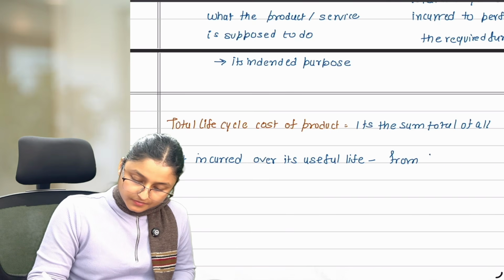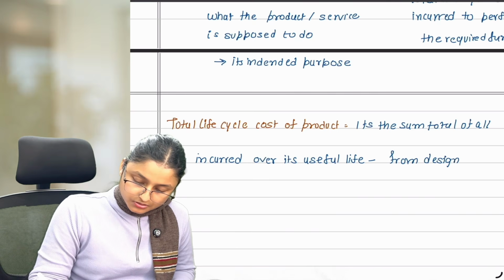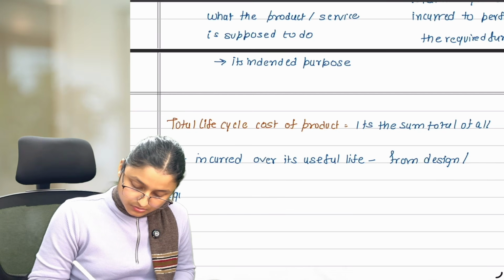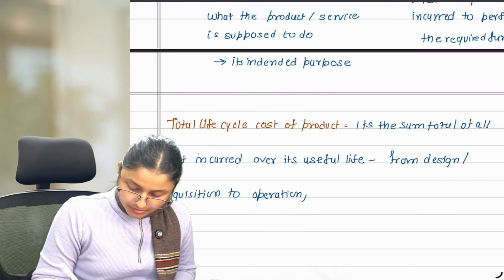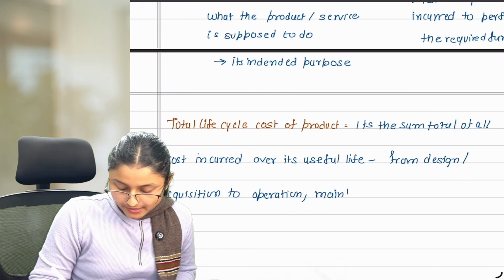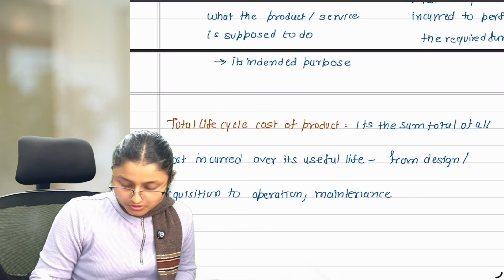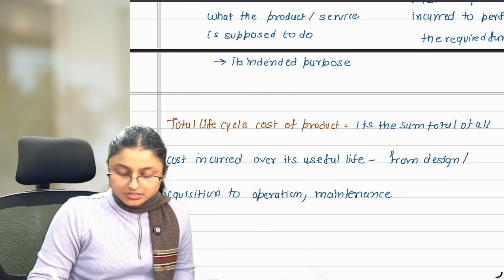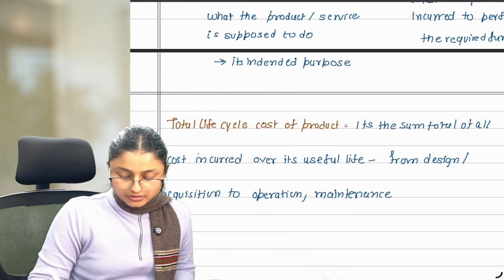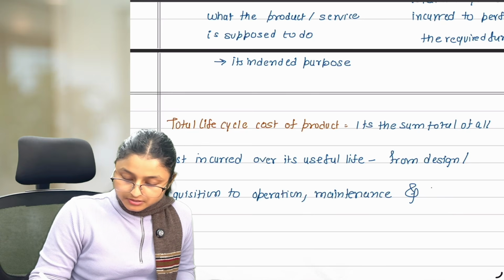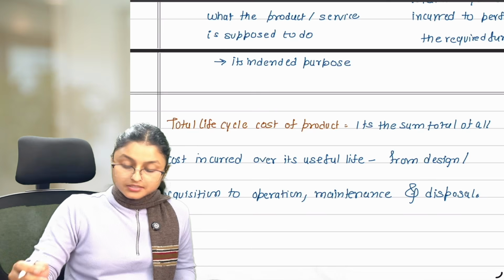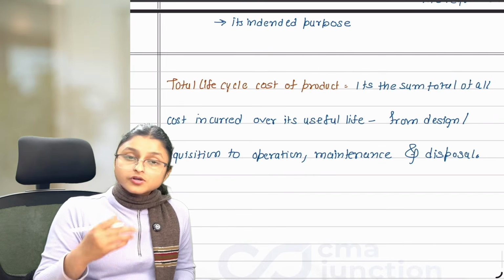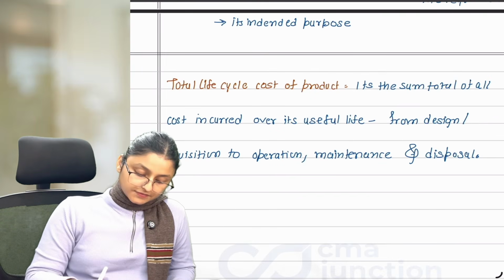From design or acquisition to operation, maintenance and disposal. So from the time customer buys a product till the time product is disposed of, the whole chain is known as life cycle, and the cost incurred in this life cycle is known as life cycle cost of a product.